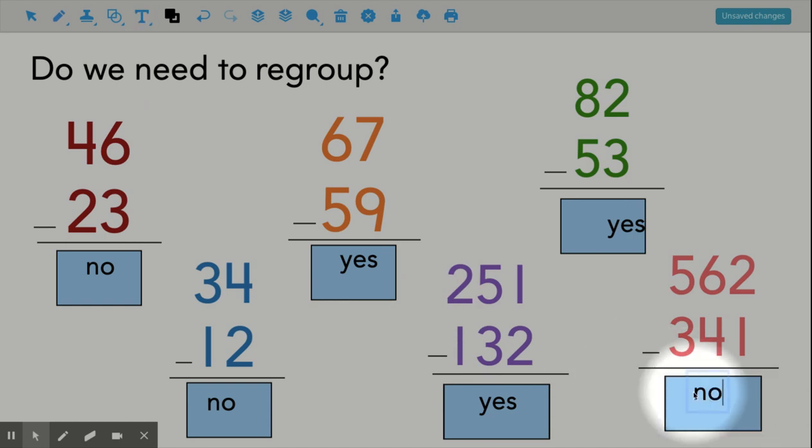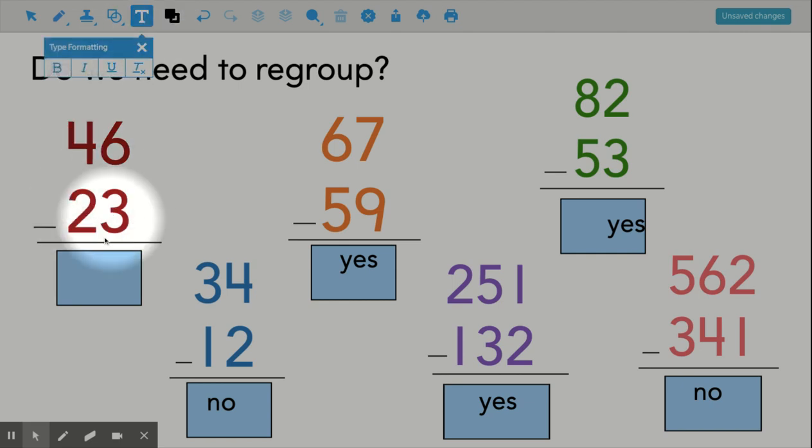Okay. Now let's go ahead and actually solve these problems. 46 take away 23. 6 take away 3. Oh, and remember, I do not need to borrow. So 6 take away 3 equals 3. And 4 take away 2 equals 2. So my answer is 23.